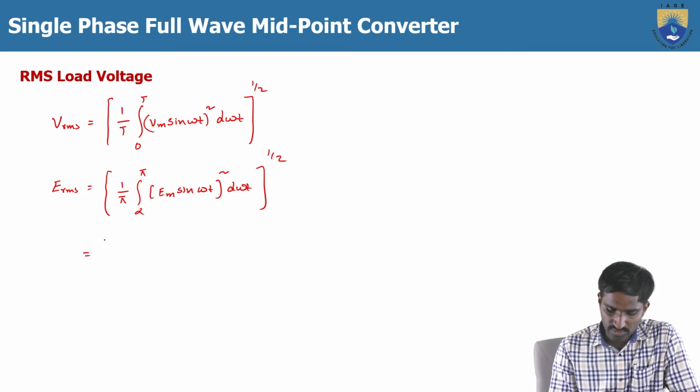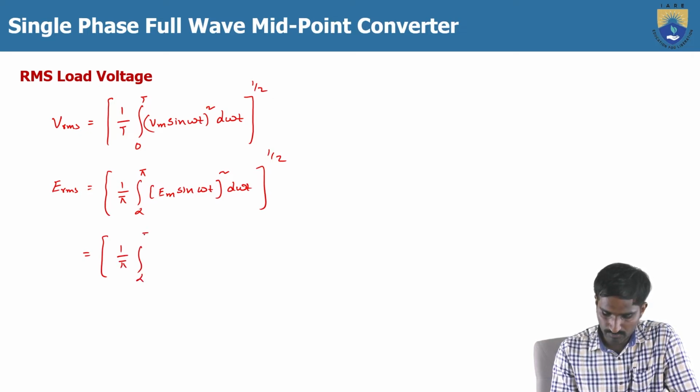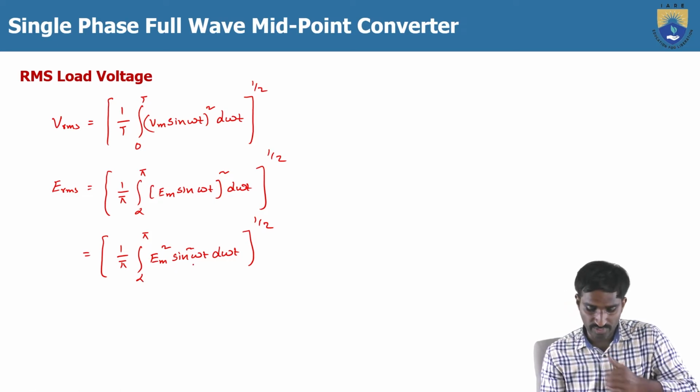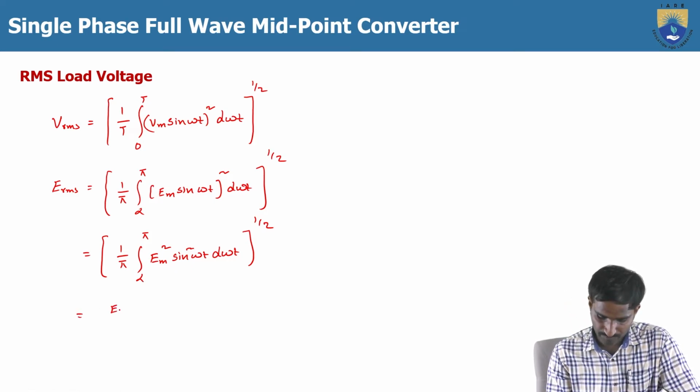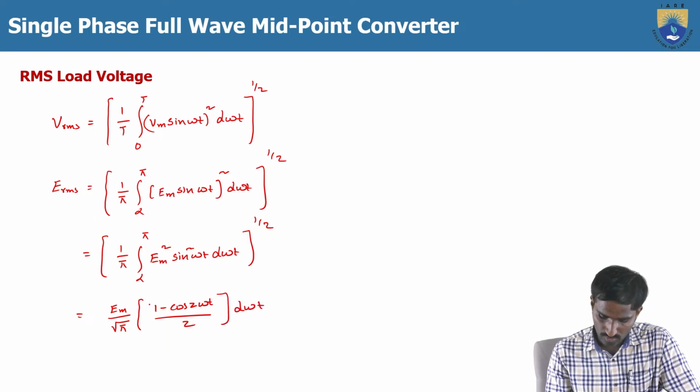Then if you simplify this, you will get 1 by pi into the integral from alpha to pi of Em square into sine square omega t d omega t, whole to the power of 1 by 2. Here we can write Em by root pi into, for sine square omega t, we can write (1 minus cos 2 omega t) by 2 into d omega t, whole to the power of 1 by 2.